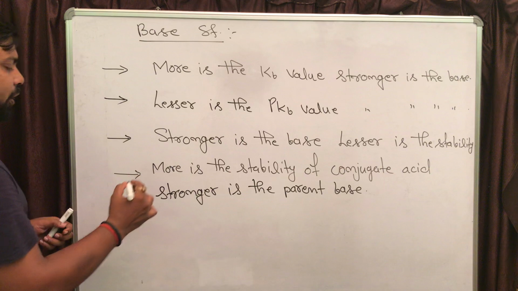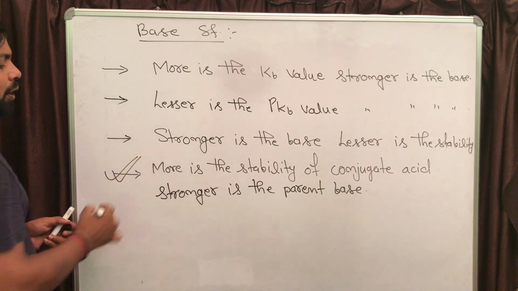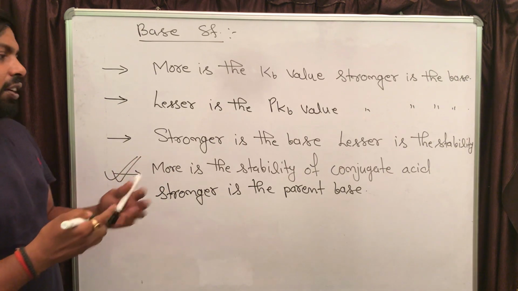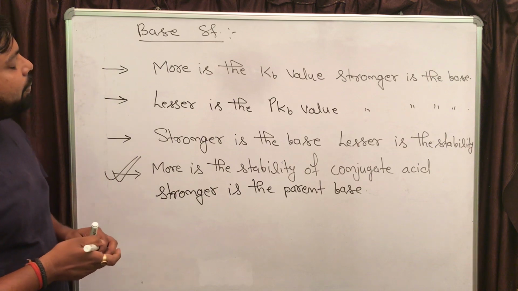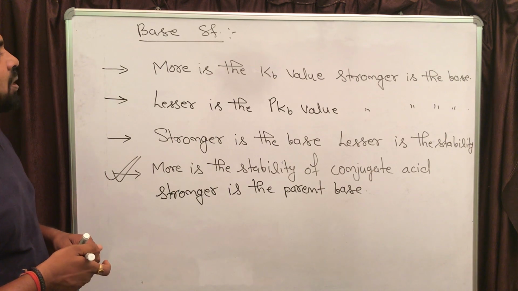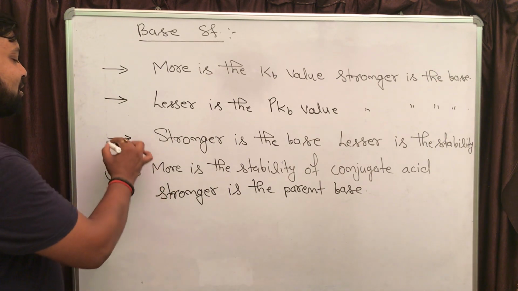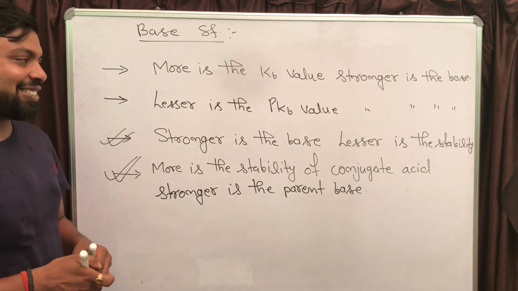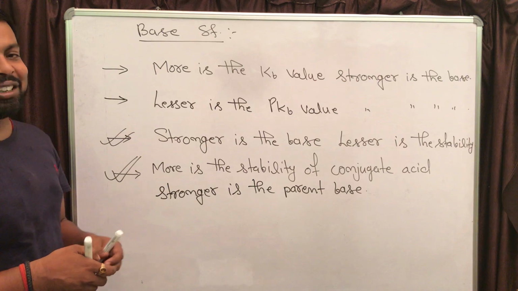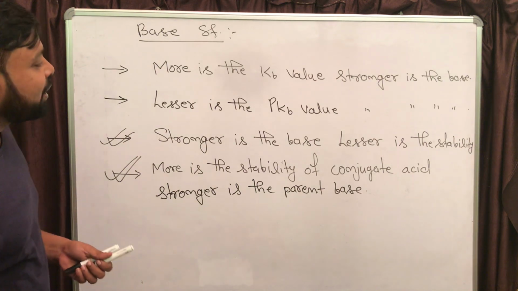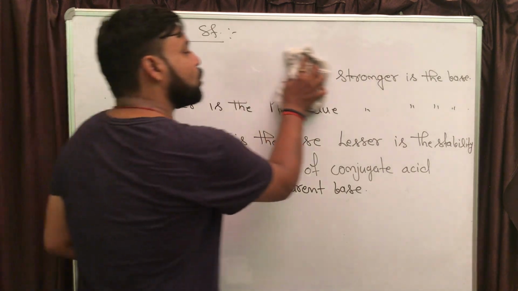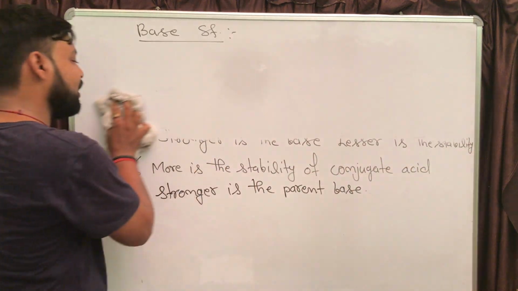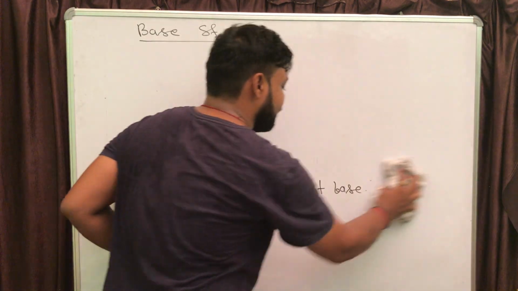And the most frequently used statement is the last one. More is the stability of conjugate acid, stronger is the parent base, and sometimes the third one will also be used. Stronger is the base, lesser is the stability of that particular base, right? So let us do one or two problems for the inductive effect, then we'll move ahead.